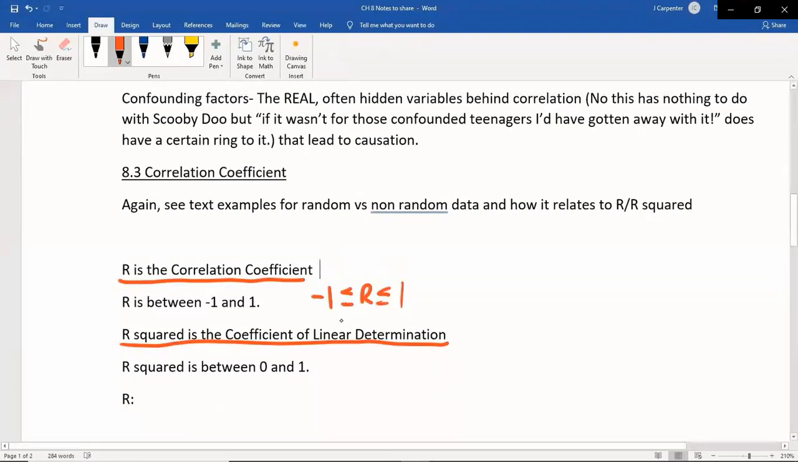Now, when you square a number, the basics of math is when you square a negative, it becomes positive. If you square 1, you get 1. If you square 0, you get 0. If you square -1, you get 1. So this number originally being between -1 and 1, when you square it, it can only be between 0 and 1.